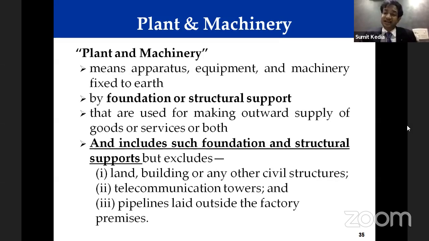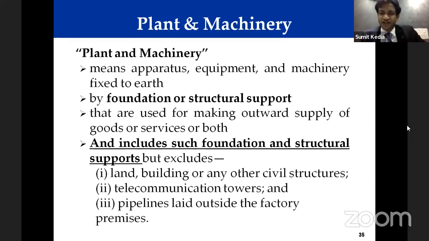Pipeline laid, if it is inside the factory, ITC will be allowed. But if the pipeline is laid outside the factory, let's say for transportation of gas, let's say the pipeline is laid to the railways for transportation. So pipelines laid inside the factory, credit will be allowed. Pipeline laid outside the factory, credit will not be allowed. It will not be treated as plant and machinery.